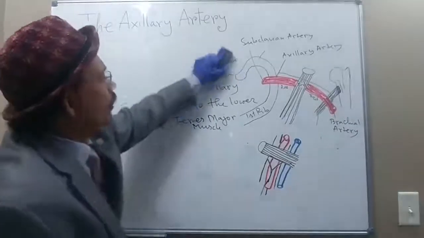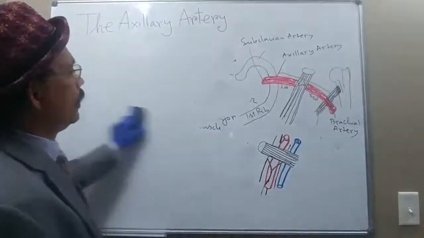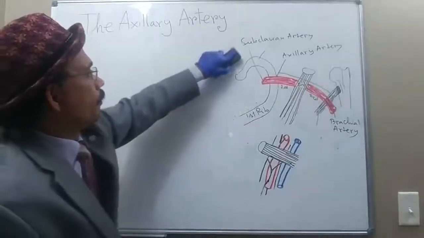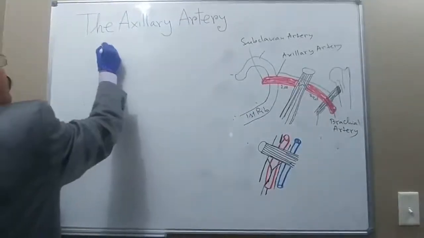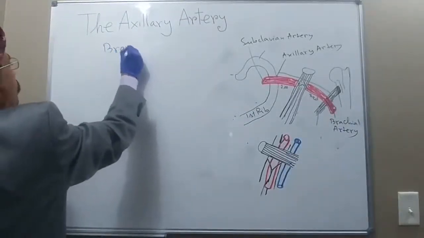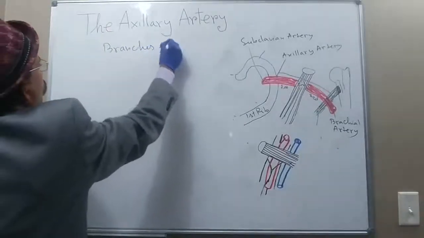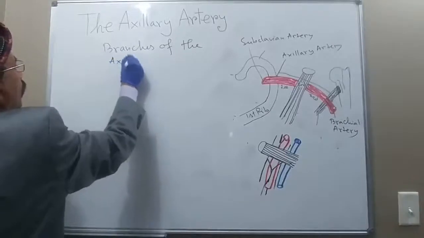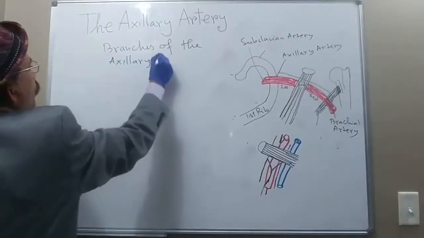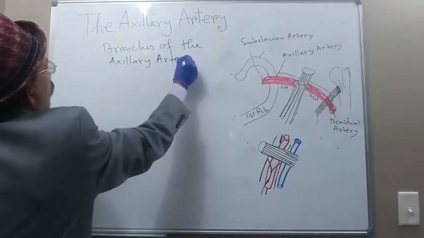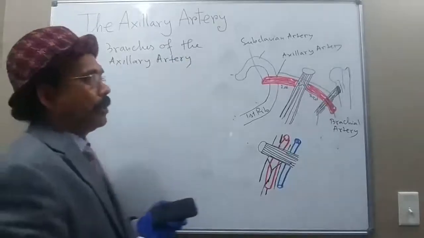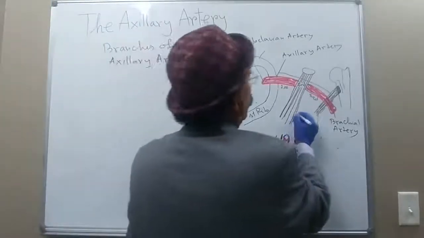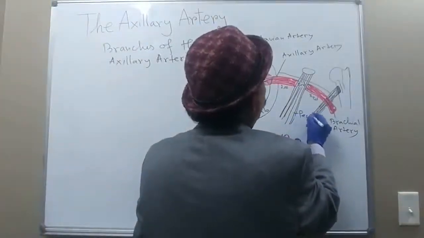Now we'll find out the branches of the axillary artery. The axillary artery is divided into three parts by the pectoralis minor muscle. We'll go there very soon.